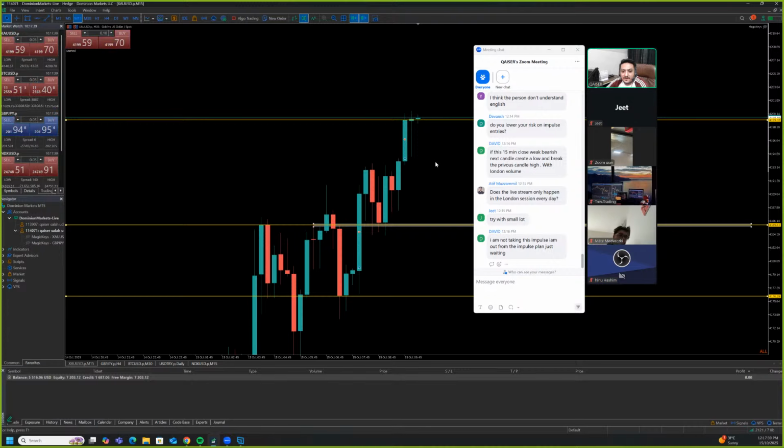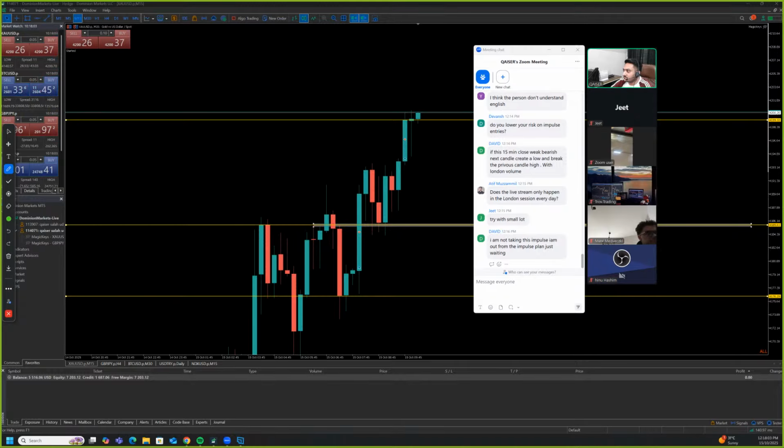So yeah, if this M15 closes weak bearish, and the next candle creates a low and breaks the previous candle high with London volume. Yeah, David, but you know what, buddy, as I've been telling you, the 4200 psychological number: if it's not standing at that level, I will definitely go for the buys, as the candle is going to break above the previous candle high.